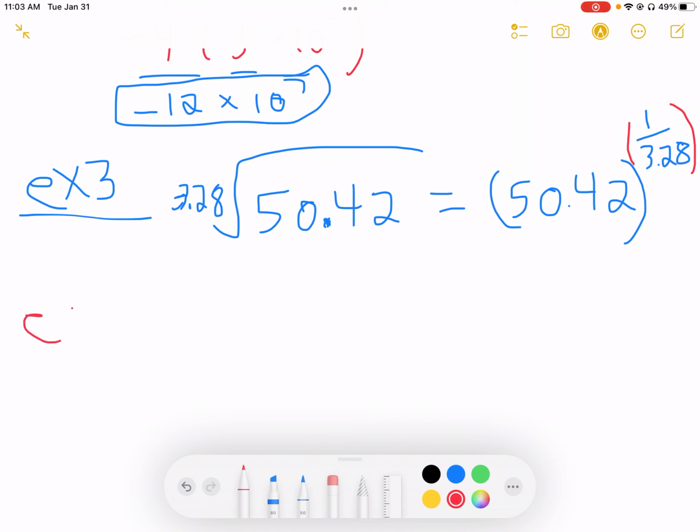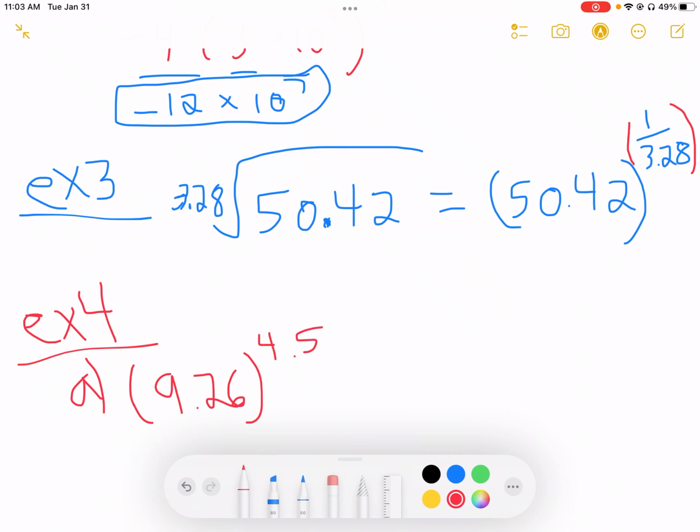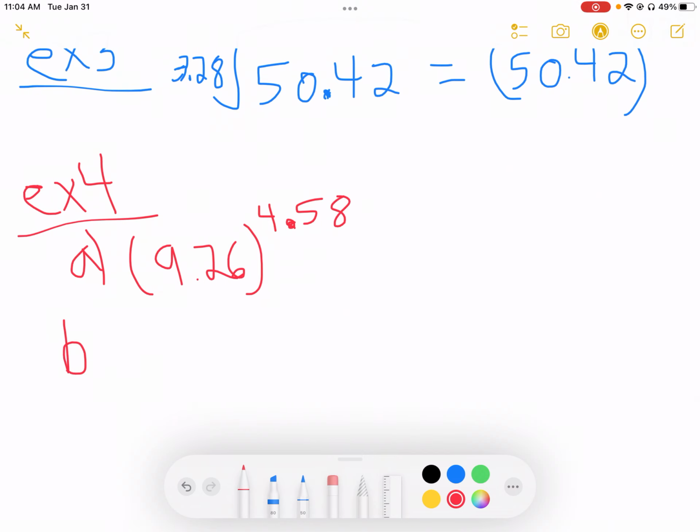Okay, let's talk about example 4. Example 4 has a couple problems I think that are useful because we're not used to seeing these very often. Okay, but you can have 9.26 and it's raised to 4.58. You want to go ahead and make sure you can get that in the book there. But the answer is there, but you're just going to plug it in your calculator just like that, right? And then if you have something that looks like B here, B is a little more complicated, right? Because it looks like this, 9.26, but then it has a minus 4.58.